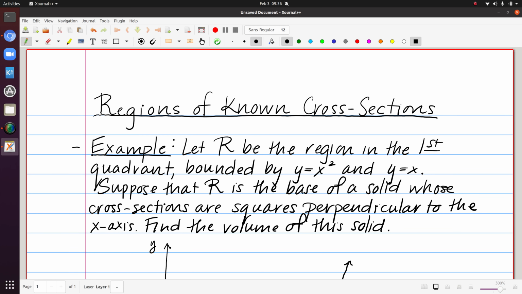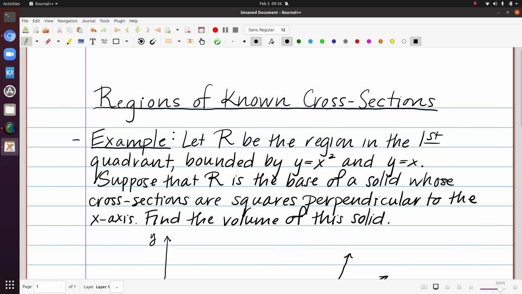In this video, we'll talk about what's known as regions of known cross-sections. And to demonstrate this idea, I really do just want to dive right into an example. So we're going to consider the region in the first quadrant bounded by y equals x squared and y equals x. So we'll call this R.